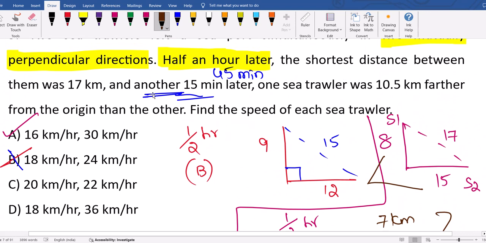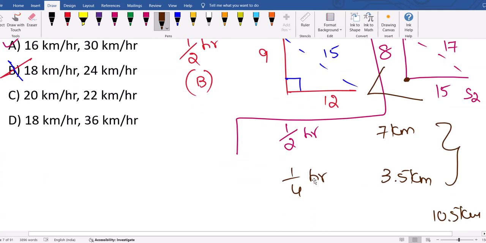What they mentioned: another 15 minutes after, one person should be 10.5 more than the other from the origin, from the point you started. From the point I started, first person is 8, second person 15. 7 kilometers in half an hour. But another 15 minutes means 1 by 4th of the hour. Half an hour, 7 gap between them. Again 15 minutes means 3.5. 10.5 gap between those two. This guy, the second person, travels 10.5 kilometers more than the first person after 45 minutes.